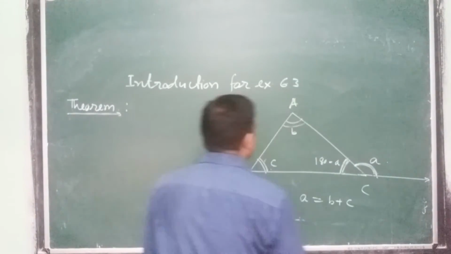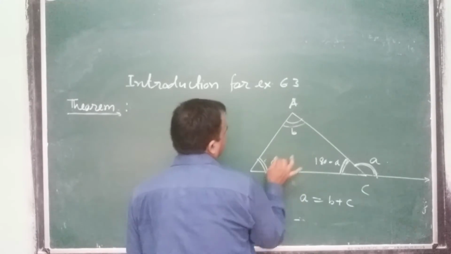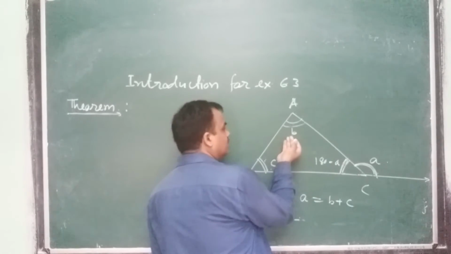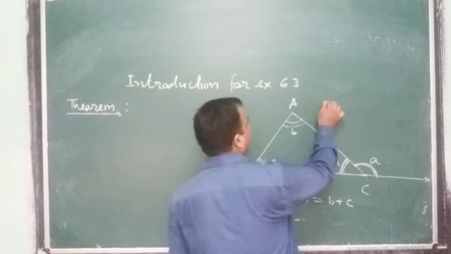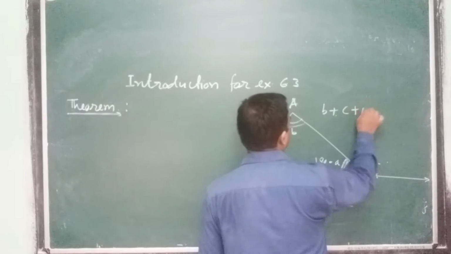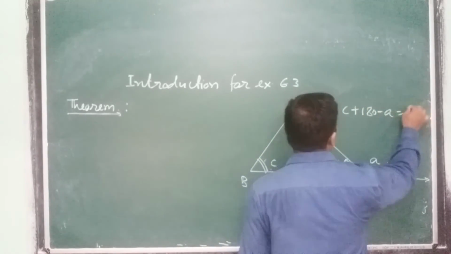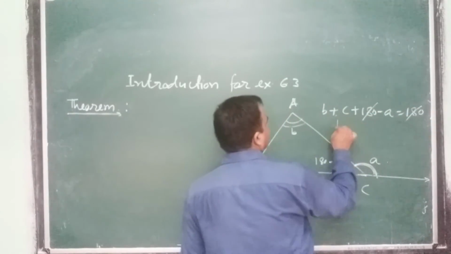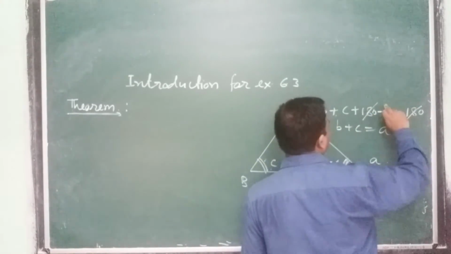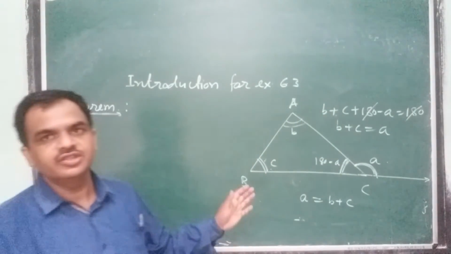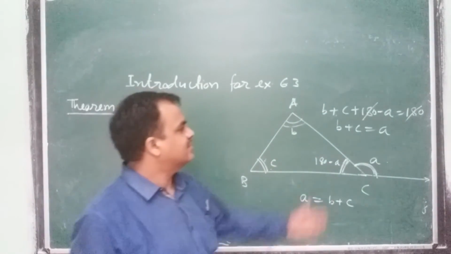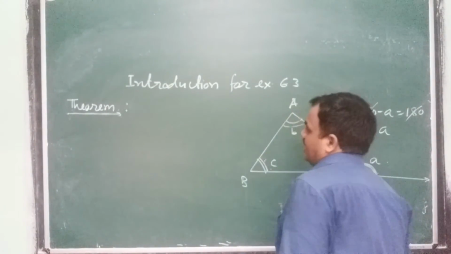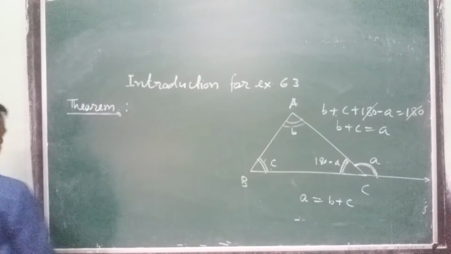And now in a triangle the sum of three interior angles is 180 degree. So if you apply the previous theorem, you will have angle B plus angle C plus 180 minus A equals 180. 180 gets cancelled, then B plus C equals A. By shifting A to the right hand side, you will get this. So this is the theorem. So let us prove it in proper manner.